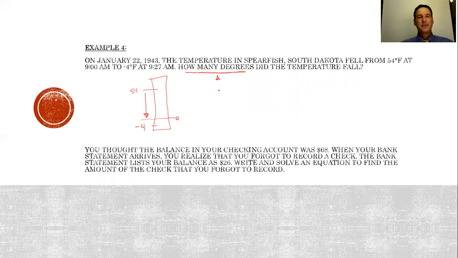So here's what I'm going to do. I don't know what that is. I'm going to call it T, for temperature. And I'm going to start with 54. And if I'm dropping, then I'm probably subtracting some amount that I don't know. And I'm finishing at -4.